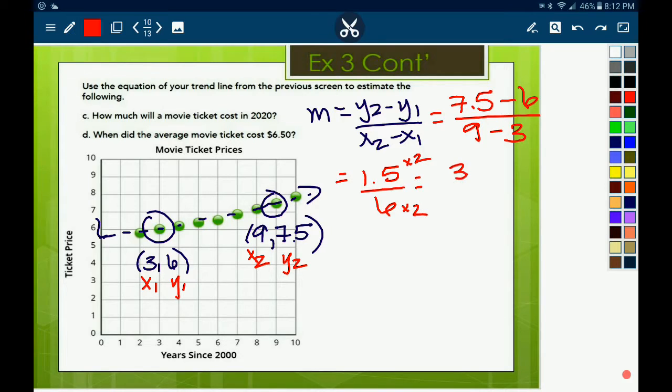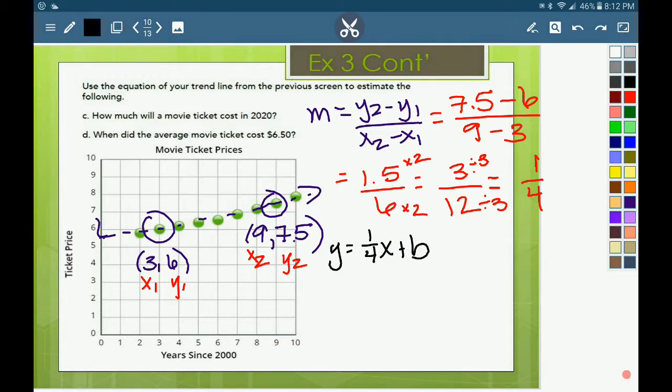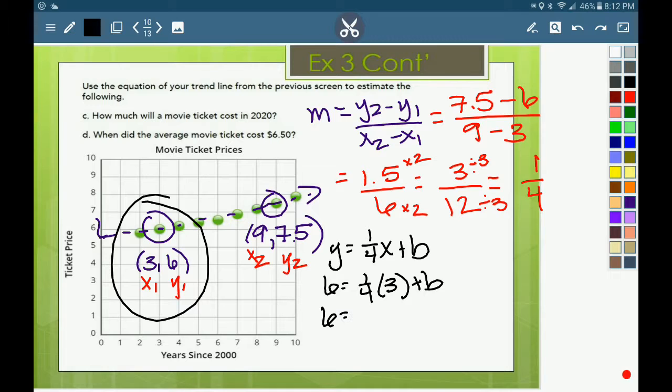So I've got 3 over 12, and now it's easier for me to see how that can reduce. Both 3 and 12 can be divided by 3, and that gives me 1 over 4. So now so far, I have y is equal to 1/4 x plus b, and I'm going to take the very first point I picked and plug x in for x, y in for y. So I've got 6 is equal to 1/4 times 3 plus b. That gives me 6 is equal to 3/4 plus b.